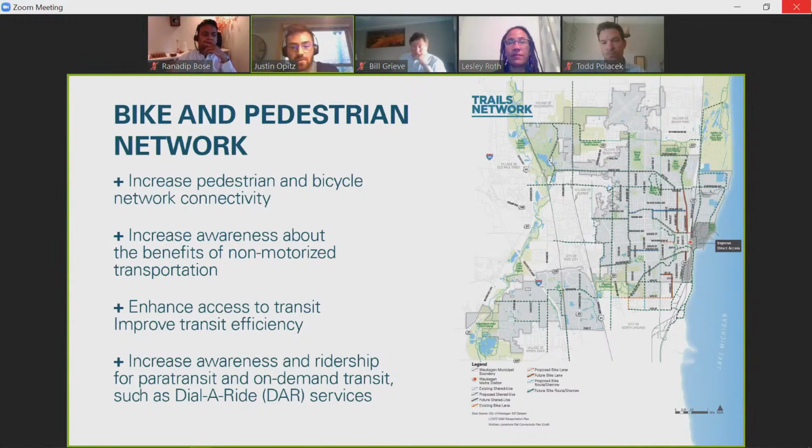And the last goal here is to increase awareness and ridership for paratransit and on-demand transit services, such as Dial-A-Ride or DAR services. And Waukegan already has really great coverage with these services. And what we're talking about here is really working with PACE and other DAR providers to place their pamphlets and paratransit guidelines in facilities such as City Hall and the library. So when people visit the library, they have readily accessible materials that tell them exactly what they need to do to use these services. And then potentially partnering with social service organizations for further enhancement of the mobility options for all residents.